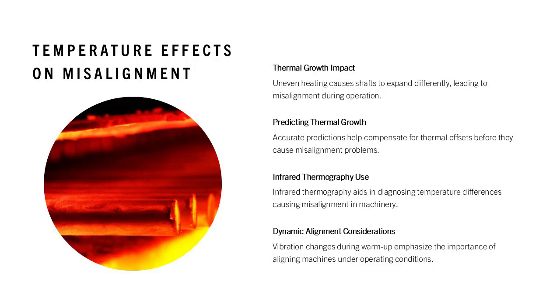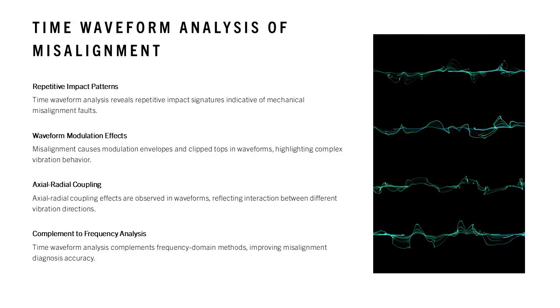for dynamic alignment considerations. Time waveform analysis provides deep insight into misalignment, revealing repetitive impacts, waveform modulation, axial-radial coupling effects, and non-sinusoidal characteristics. Misalignment often causes a distinctive pattern of repeating peaks, clipped waveform tops, or modulation envelopes. The slide explains how to interpret these patterns and how time waveform analysis complements frequency domain interpretation. Real-world applications highlight how waveform examination detects misalignment cases that would otherwise be misinterpreted using only spectrum data.